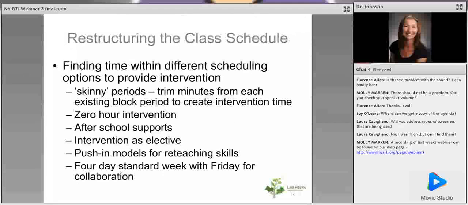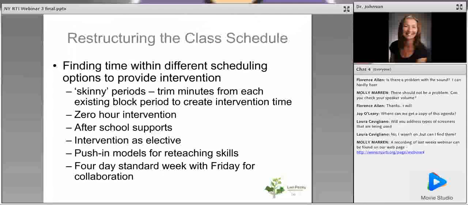We see lots of schools looking at both before and after school time, so creating 0 hours before school, providing after school supports in places where they can get cooperation and agreement from parents. Most schools use the intervention as an elective model, so in a standard 7-period day, or 6-period, whichever you follow, where there's 4 or 5 core classes and then 2 electives, kids who need intervention, one of their electives has to be intervention.